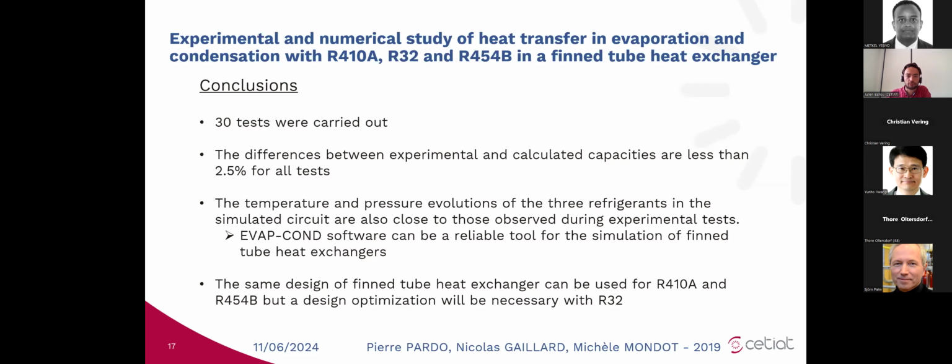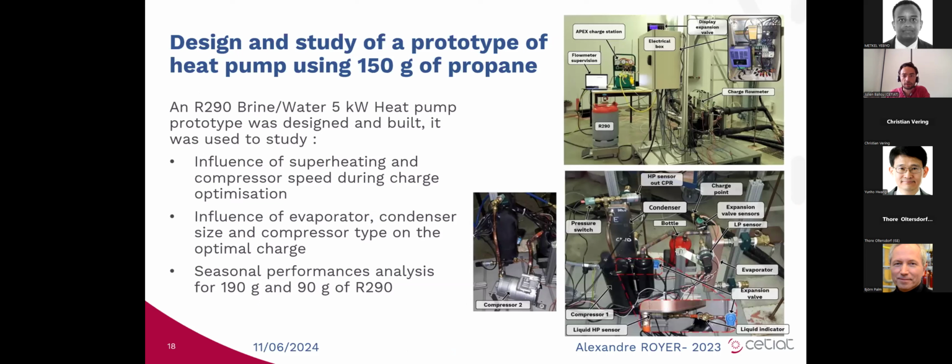So yeah, that concludes the first two studies that were shared, and now some of the last one that was made last year. After those studies, there were some other things that were made in this project led by CTAT. The idea was to build 4 prototypes of heat pump using low-GWP refrigerant. And the idea of building 4 prototypes was for each prototype to study one particular question.